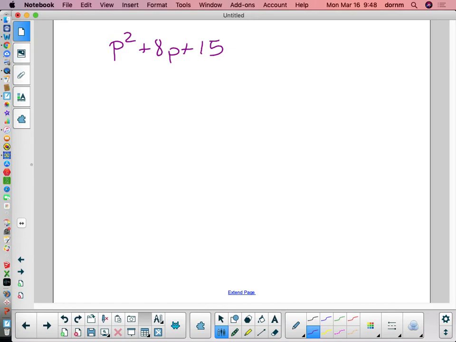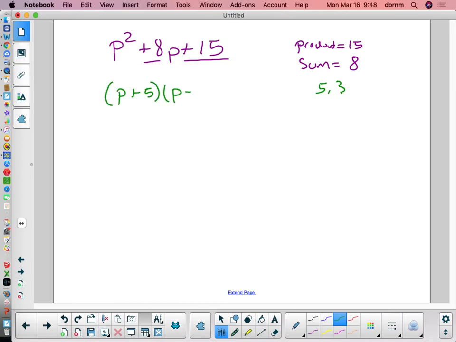Okay, let's factor it. My product has to be 15. My sum has to be positive 8. What two numbers multiply to give me 15 and add to give me an 8? 5 and 3 are my magic numbers. So this very simply factors into p plus 5, p plus 3. Now, some people say, which one goes first? It doesn't matter. You can do p plus 3, p plus 5, or p plus 5, p plus 3. It doesn't matter. Okay?